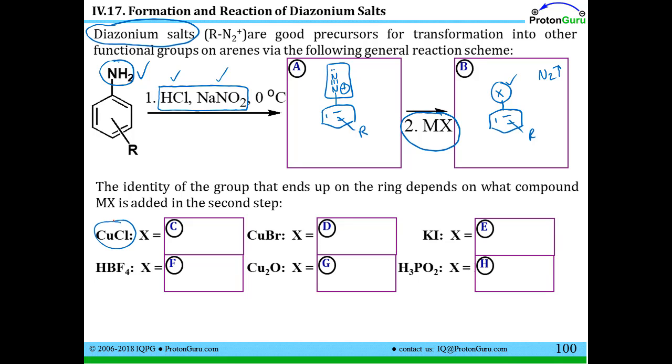If I use copper chloride in this step 2, then I replace my nitrogen with this X group, where X is a chlorine. If I use HBF4, I can put a fluorine on in place of the nitrogen. Copper bromide, bromine. Copper oxide, I actually put an O on, and then that gets protonated to make an OH group. If I use potassium iodide, I put an iodine on in place of the NH2 group. If I use this phosphorus acid, I actually put a hydrogen on where the NH2 group used to be.